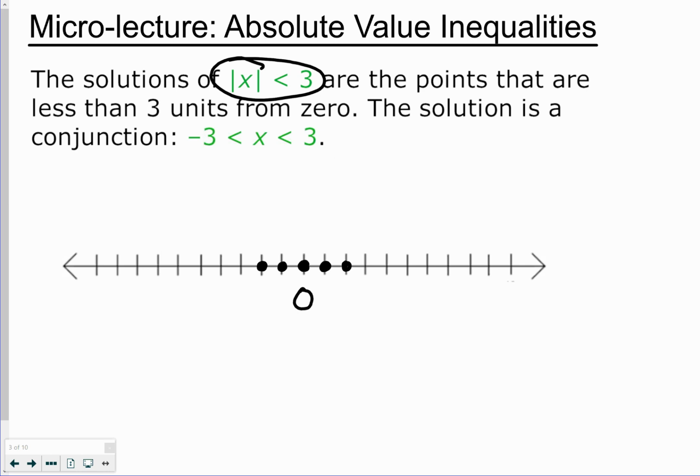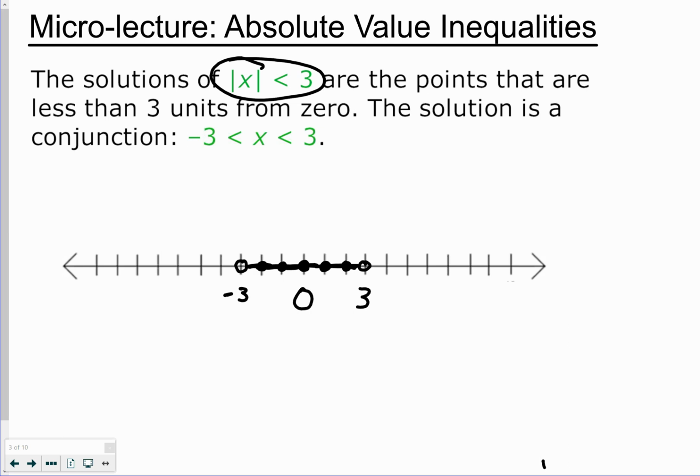What about 3? What about plugging in 3? Why not? Because it doesn't say or equal to. So what kind of circle am I going to put at 3? Open. What about at negative 3? Open.